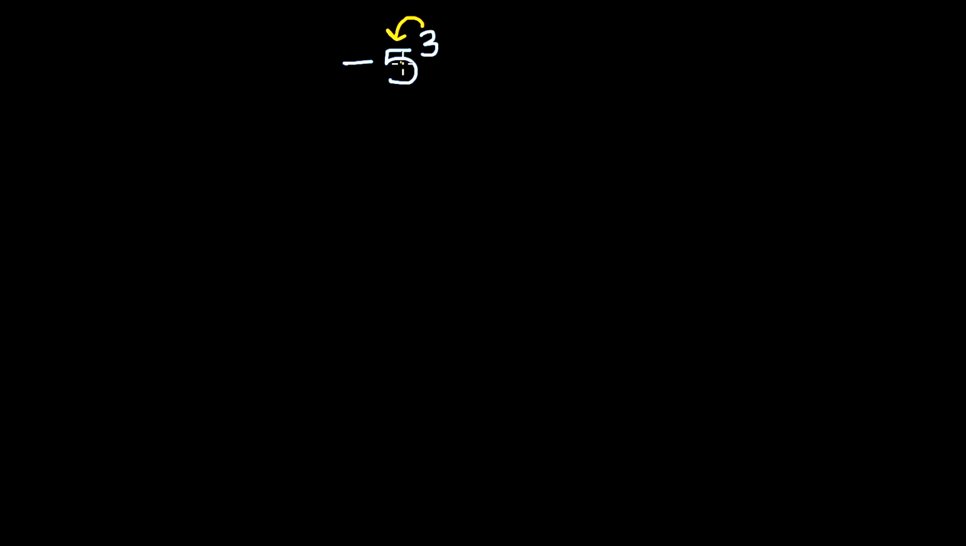The 3 is only going to the 5, so what's going to happen is that that negative sign's going to just move on over here. And we're going to have 5 to the third power, which we know is 125. And that's that. Let's try it again. Negative 5 to the second power. Again, this 2 only applies to the 5, not the negative. So that negative's just chilling. 5 squared we know is 25.